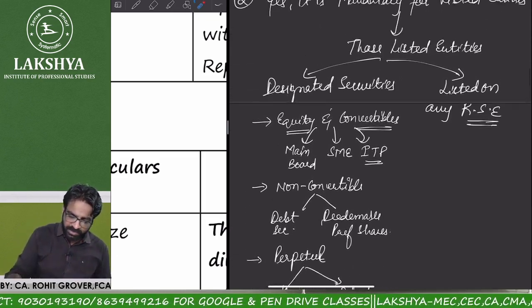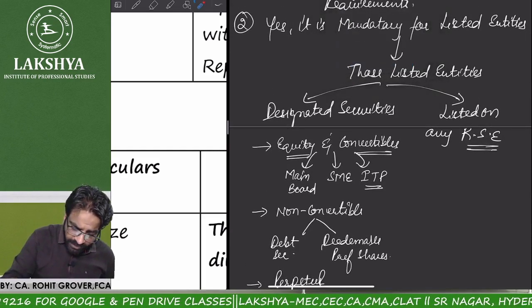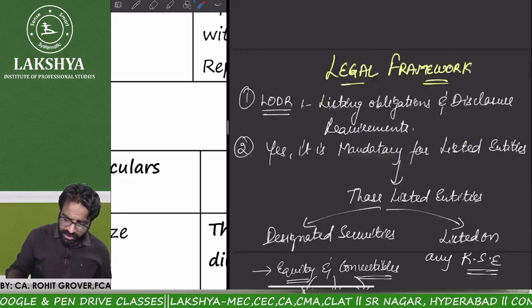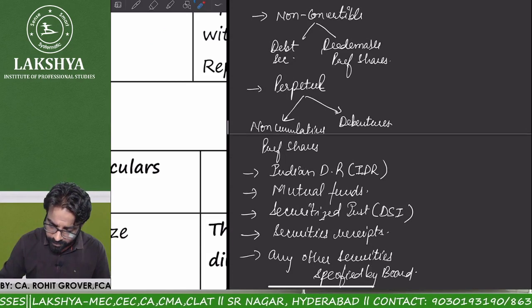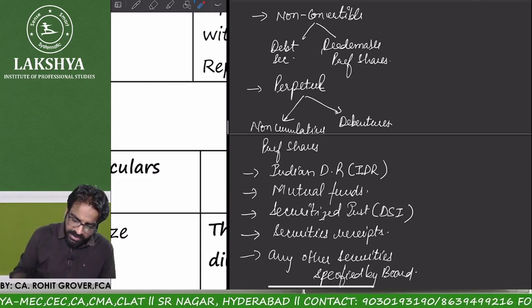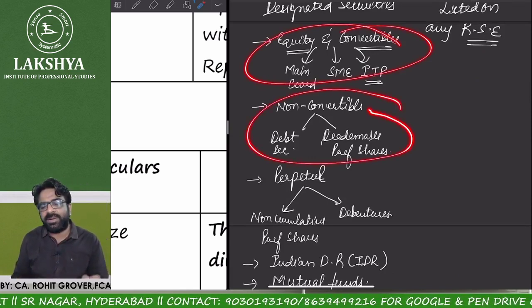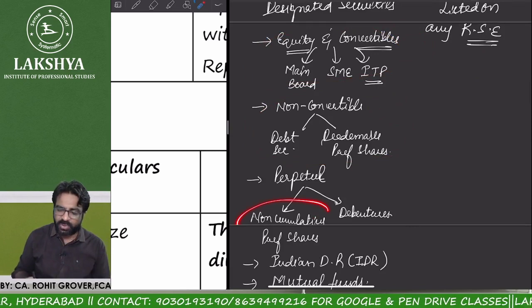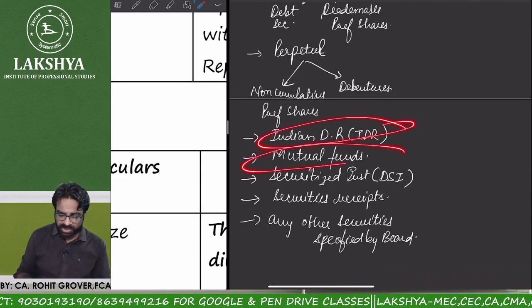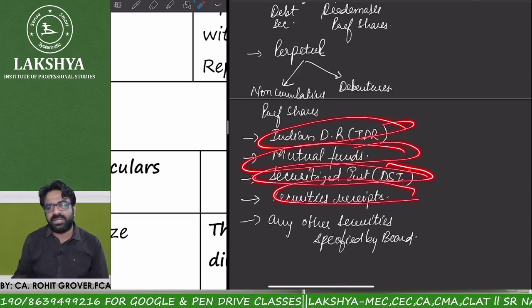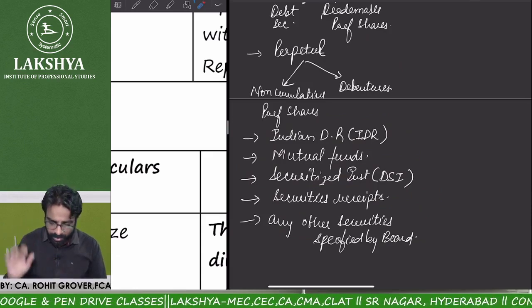It can be equity or convertibles. It can be non-convertible debentures and non-convertible redeemable preference shares. It can be perpetual non-cumulative preference shares and perpetual debentures. It can be IDRs, mutual funds, securitised debt instruments, security receipts, or any other securities which are specified by the board, right everyone?